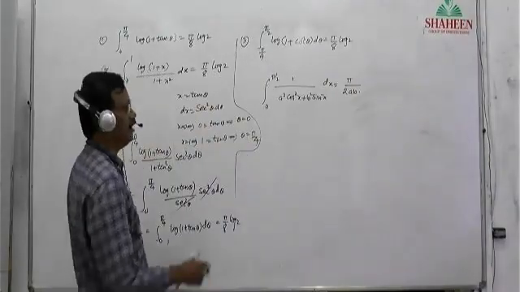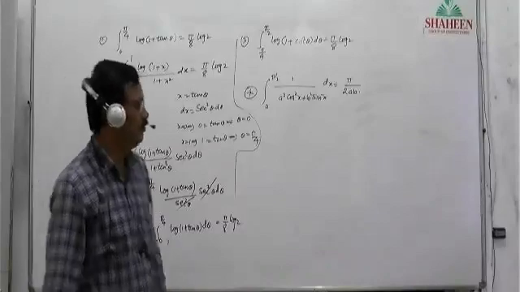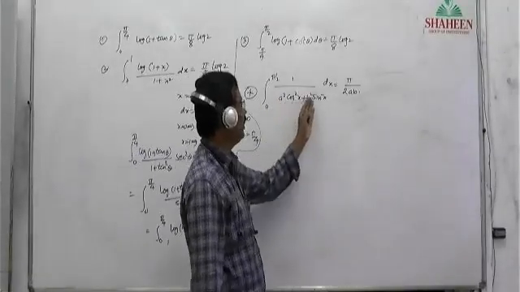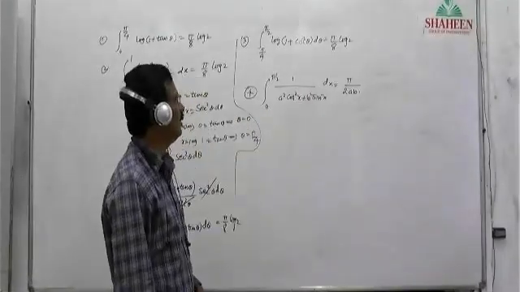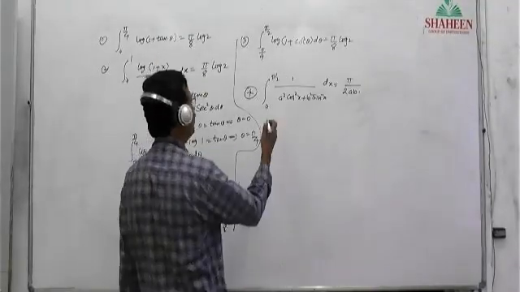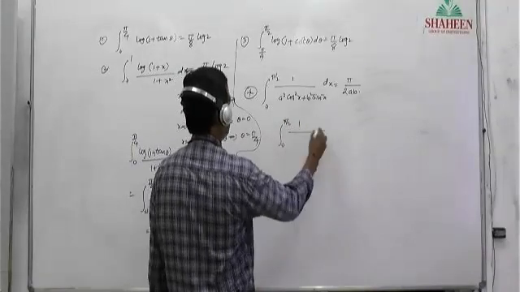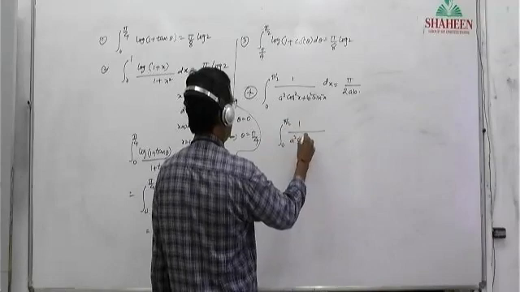Okay, now this is the fourth problem. The integral from 0 to pi by 2 of 1 by a square cos square x plus b square sin square x dx is equal to pi by 2 AB. Now how do we solve this one? This is the integral from 0 to pi by 2. I am writing it. Okay, all of you? Any doubt?